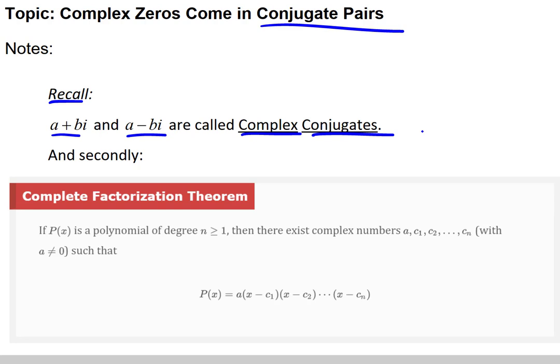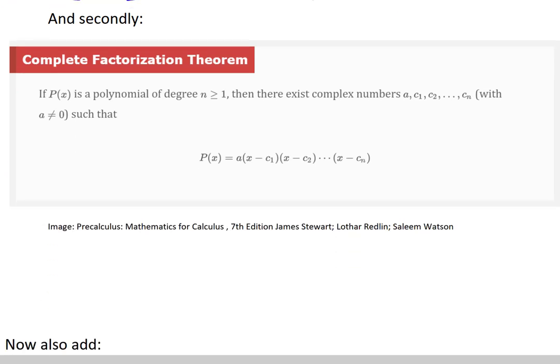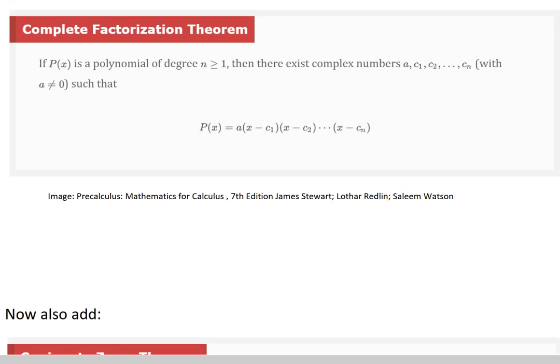And then secondly, our complete factorization theorem states that if p of x is a polynomial of degree n greater than or equal to 1, then there exist complex numbers a, c1, c2, and so on, with a not equal to 0, such that we can write p of x, our polynomial, in completely factored form. a is the leading coefficient, and all the factors are binomials, such as x minus c1, x minus c2, and so on.